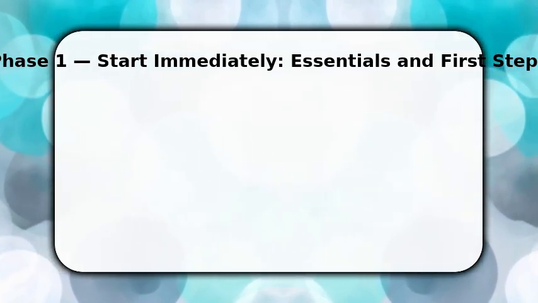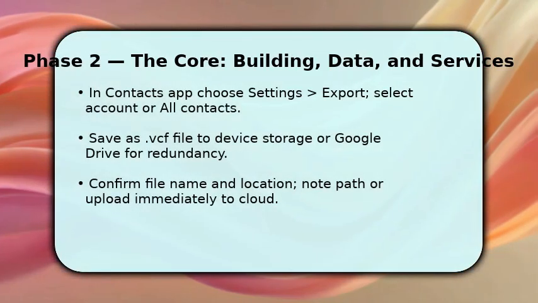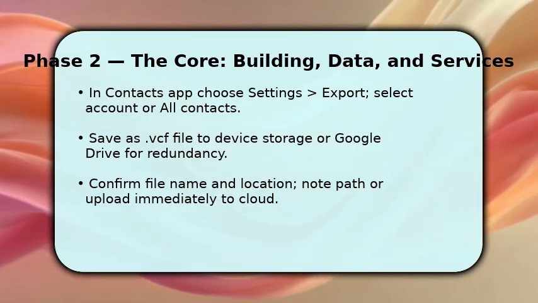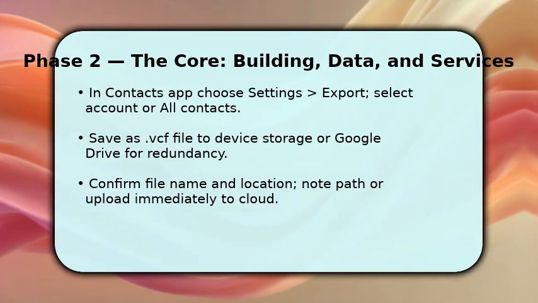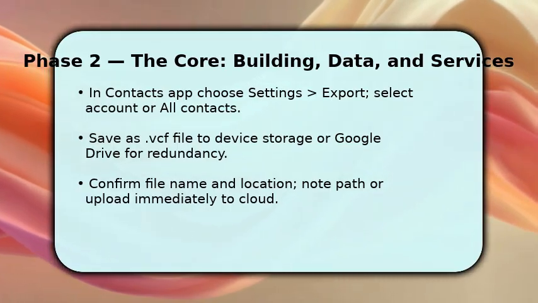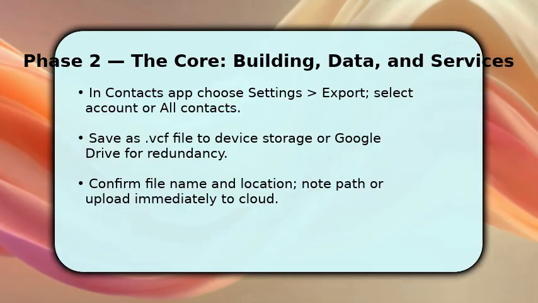Once sync is active, you export a local copy so you have direct control. In the Contacts app, open Settings and pick Export. Choose the specific account or all contacts if you want everything. Save the file as a VCF to internal storage.